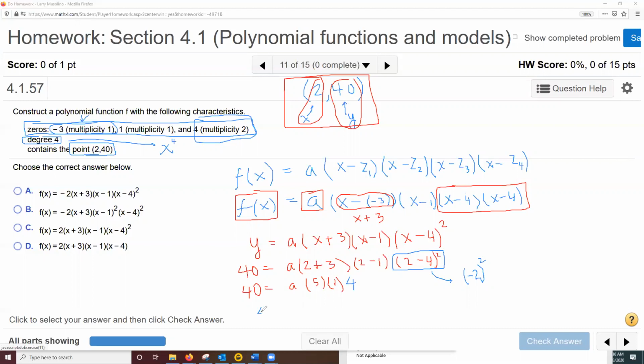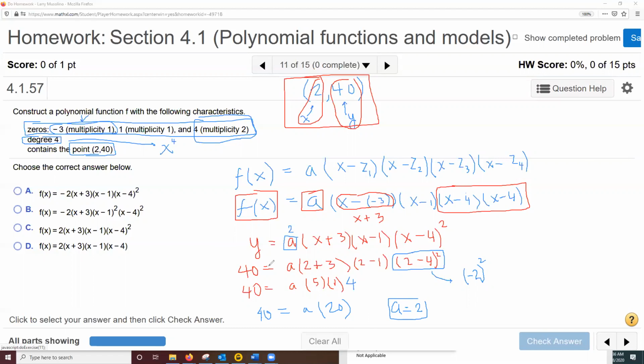All right, so it looks like I have 40 is equal to a times 20. And to get a by itself, I'll divide both sides by 20, so it looks like a equals 2. So now it looks like this number a is going to equal 2.